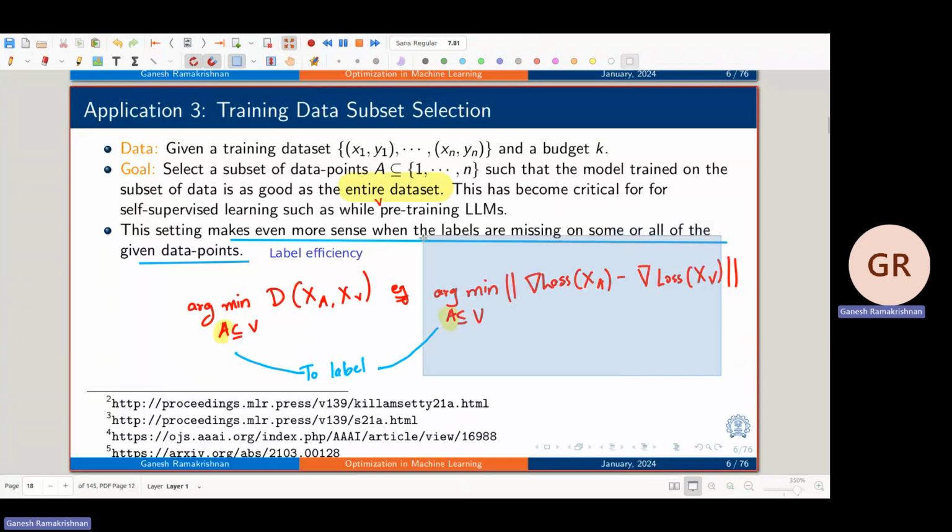So now I'm looking at, again, the same notion, but the uncertainty can be viewed from the point of view that if those examples are labeled, the loss will behave better. There'll be better stability in the loss, and so on. Okay.